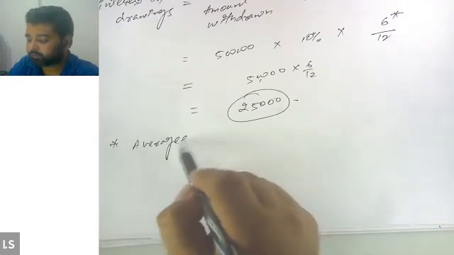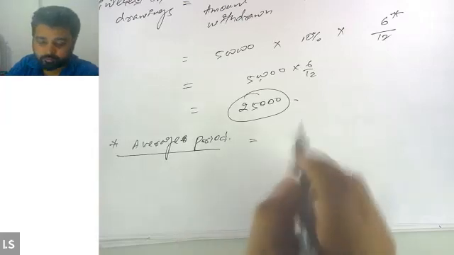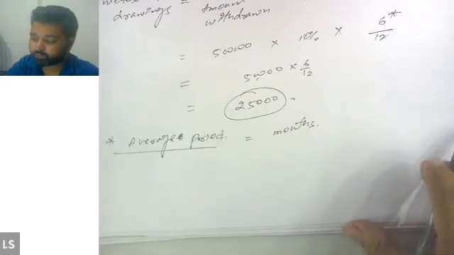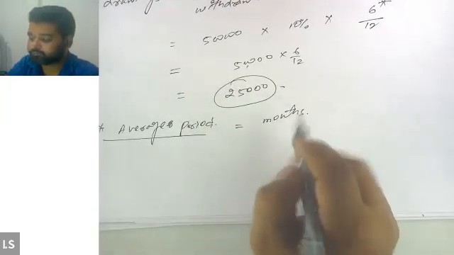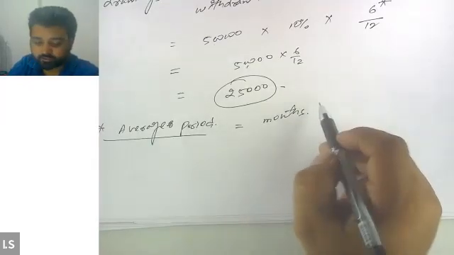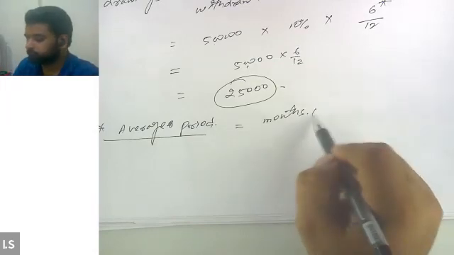The formula for calculating average period is pretty simple. Average period equals months. Just try to understand, no need to write it down now. I'll give you some time for writing everything, but for the time being, just focus on the understanding. So months left after... Just a moment, there's a problem with my visualizer. Kindly wait for 2 minutes.